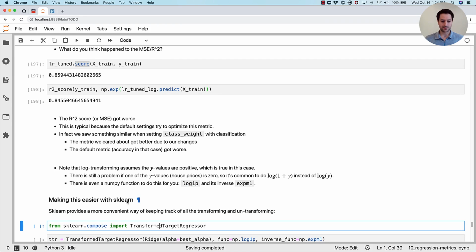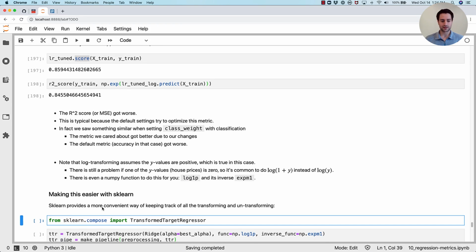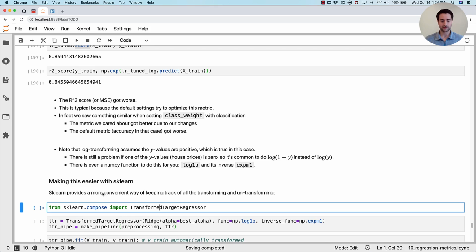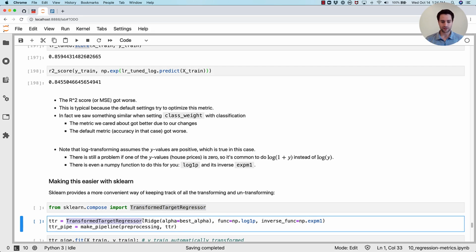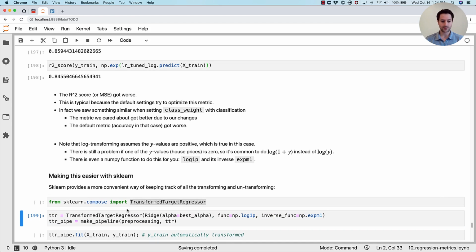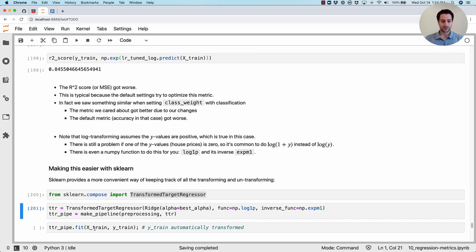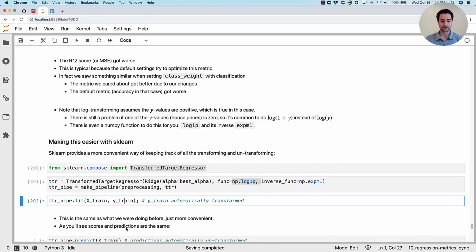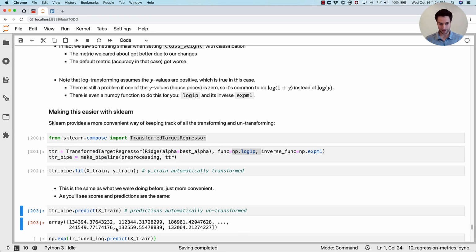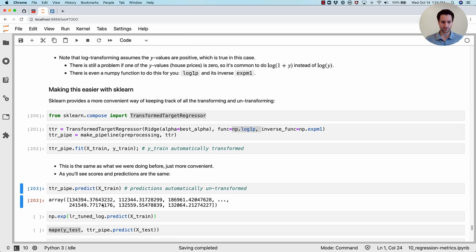The next thing is just a piece of scikit-learn syntax. It's not really a concept, but scikit-learn provides a more convenient way of keeping track of all this, which is TransformedTargetRegressor, which basically wraps a regressor. And so you make a TransformedTargetRegressor, you give it the base regressor, and you tell it, here's how I'm going to transform, here's how I'm going to untransform. And then when you call fit, it automatically applies the transformation for you, and when you call predict, it automatically applies the exp for you. So it's just a bit more convenient.